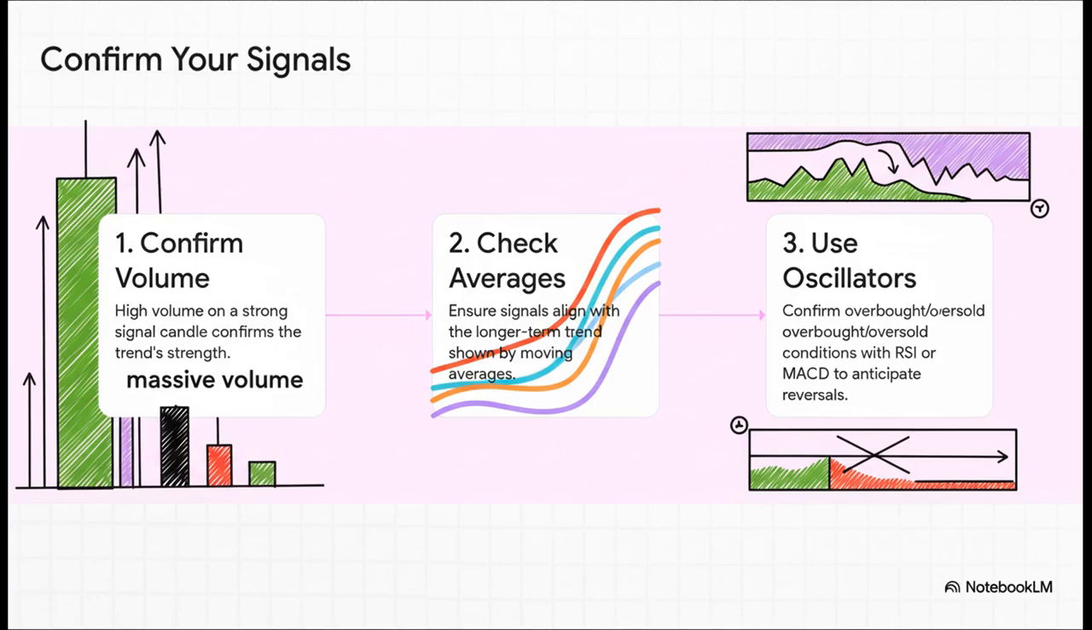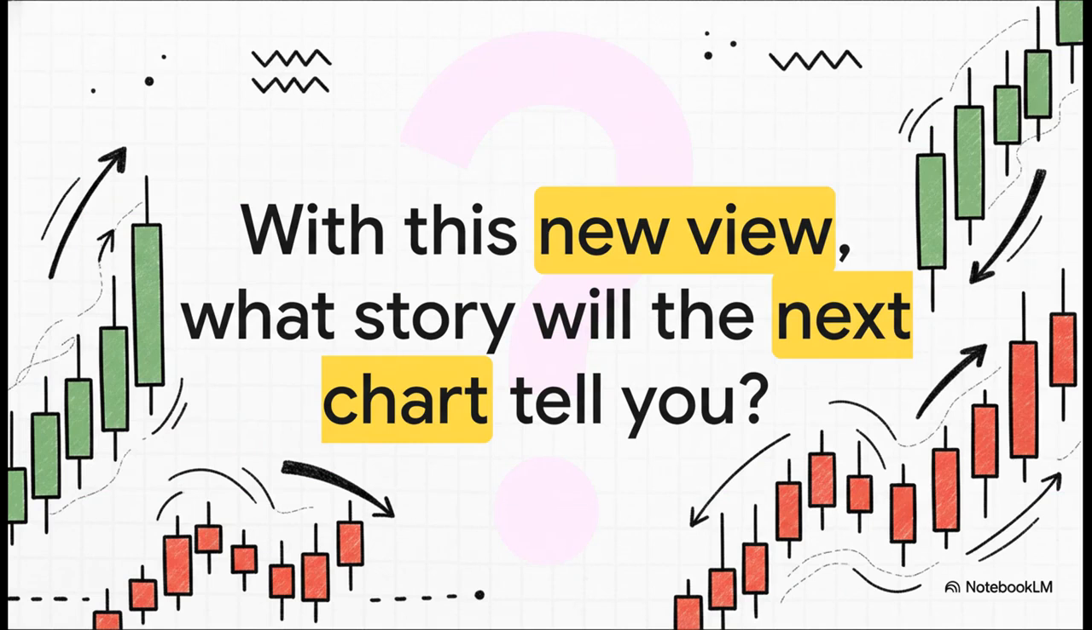It's pretty straightforward. First, check the volume. A big green hollow candle on massive volume is a way stronger signal than one on low volume. Second, check it against your moving averages. Make sure the signal actually aligns with the bigger long-term trend. And third, use oscillators like the RSI or MACD. They can help you see if the market is overbought or oversold, which is great for anticipating reversals before they even happen.